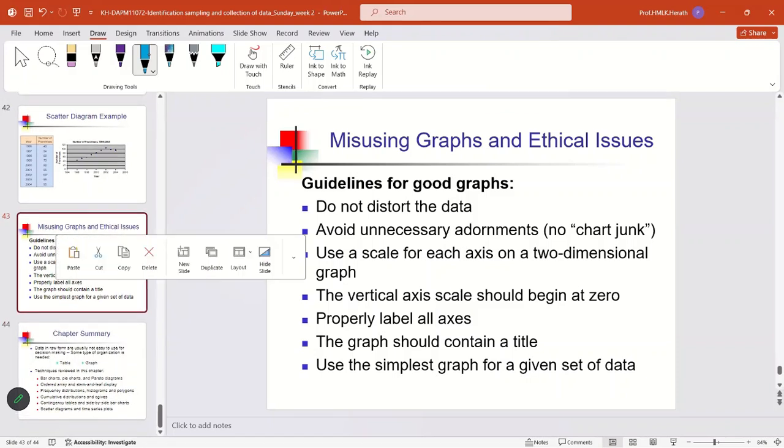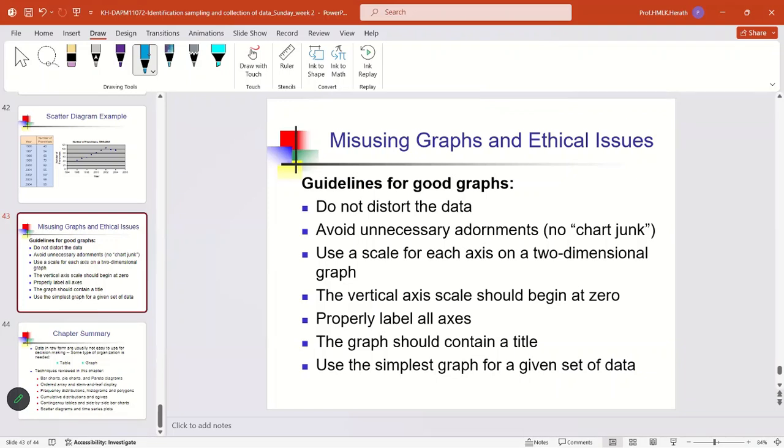Right. So these are the guidelines for a good graph. We do not distort the data. We avoid unnecessary chart junk, and we use a suitable scale for the x and y axes as required. The vertical axis should begin at 0. We need to properly label axes, the graph should contain a title, and we use the simplest graph for a given set of data. So this is all about the graphical summary measures.